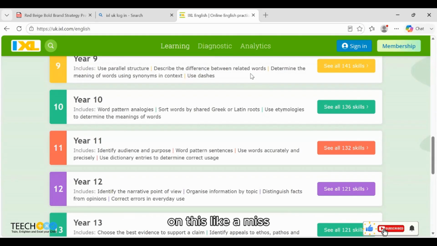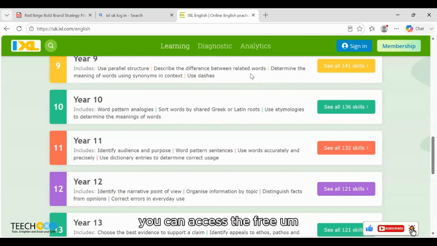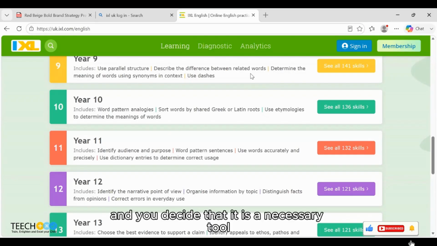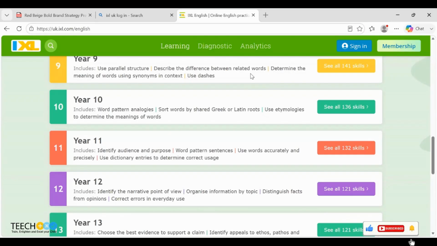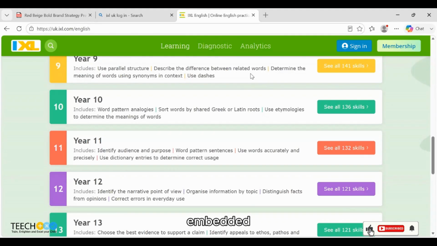Like Miss Mercy said earlier, right? Yeah, it was Miss Mercy. She said you can still use the free version, right? Then when you have a lot of money, and you decide that it is a necessary tool, you can now get the paid one, especially if you want to now make use of the AI embedded tools like the diagnostics and the diagnostic tool, right?